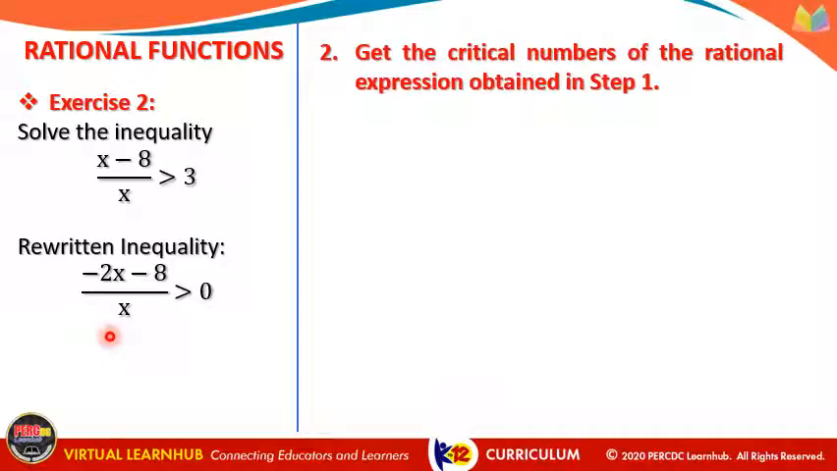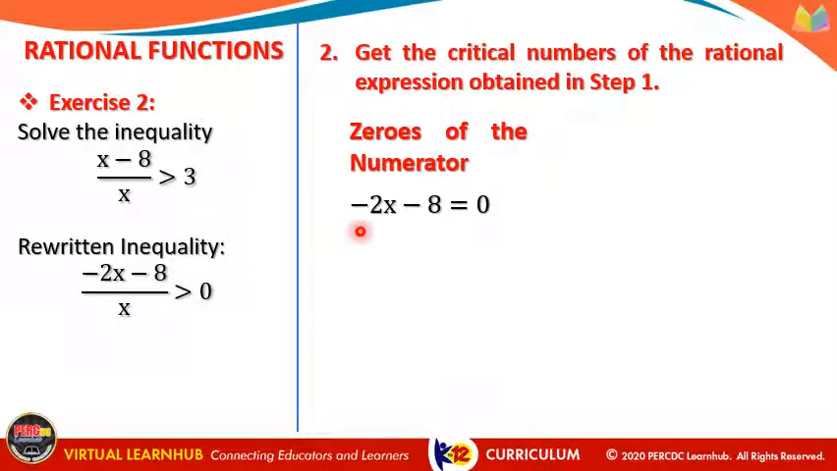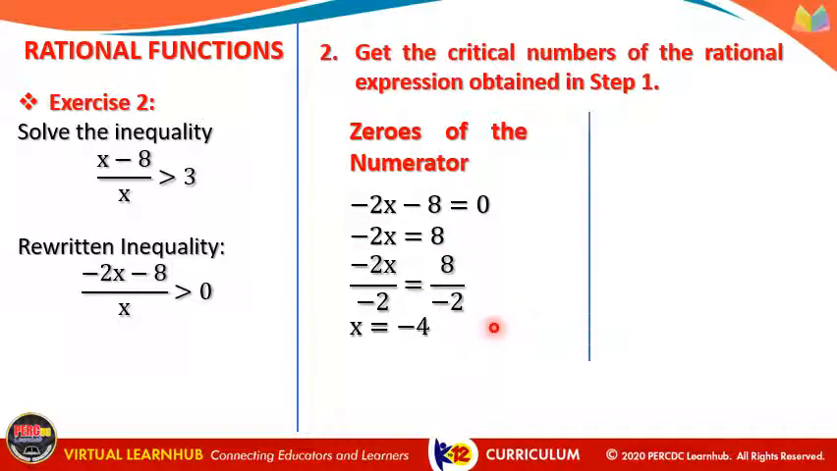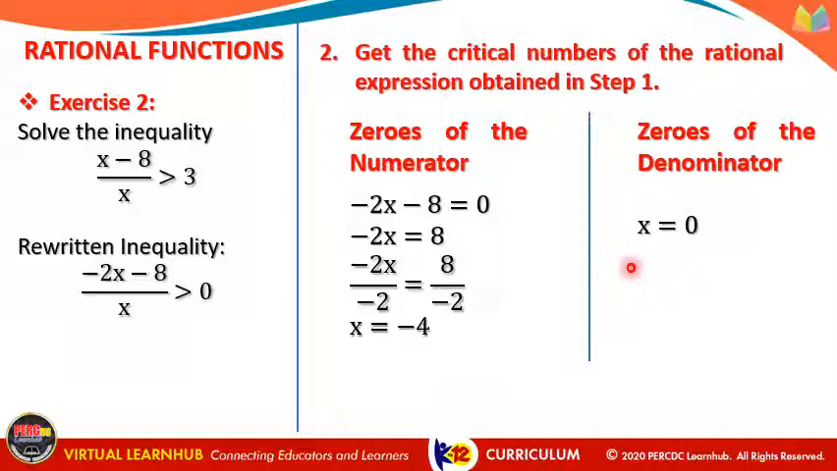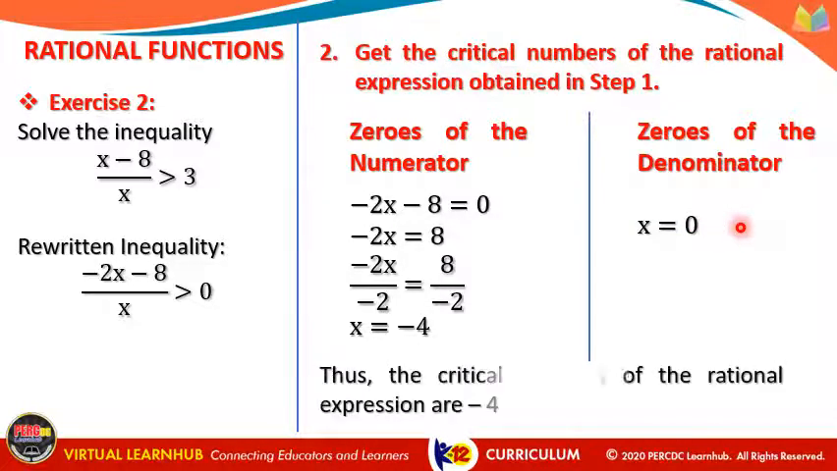Kunin natin ang critical numbers ng negative 2x minus 8 over x. Unahin natin yung numerator. I-equate natin yung negative 2x minus 8 sa 0. Solving for x, we will get negative 4. Ganon din yung gawin natin sa denominator. So, x equals 0. Well, actually, tapos na. So, ito na yung 0 ng denominator. Therefore, the critical numbers are negative 4 and 0.